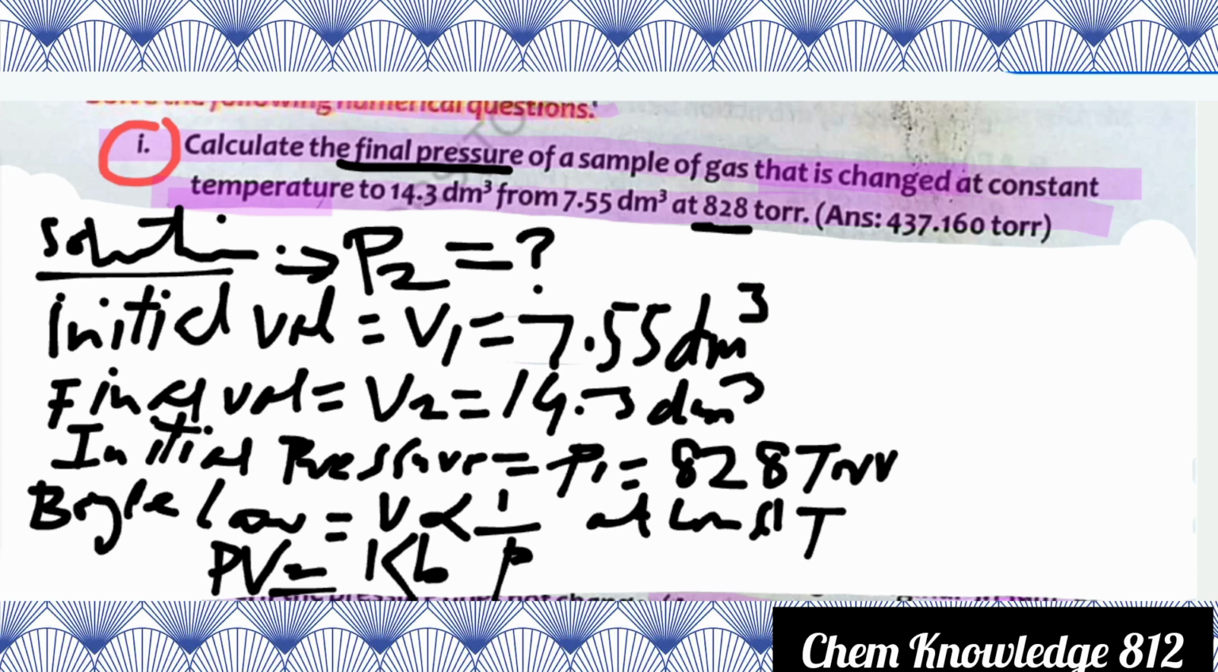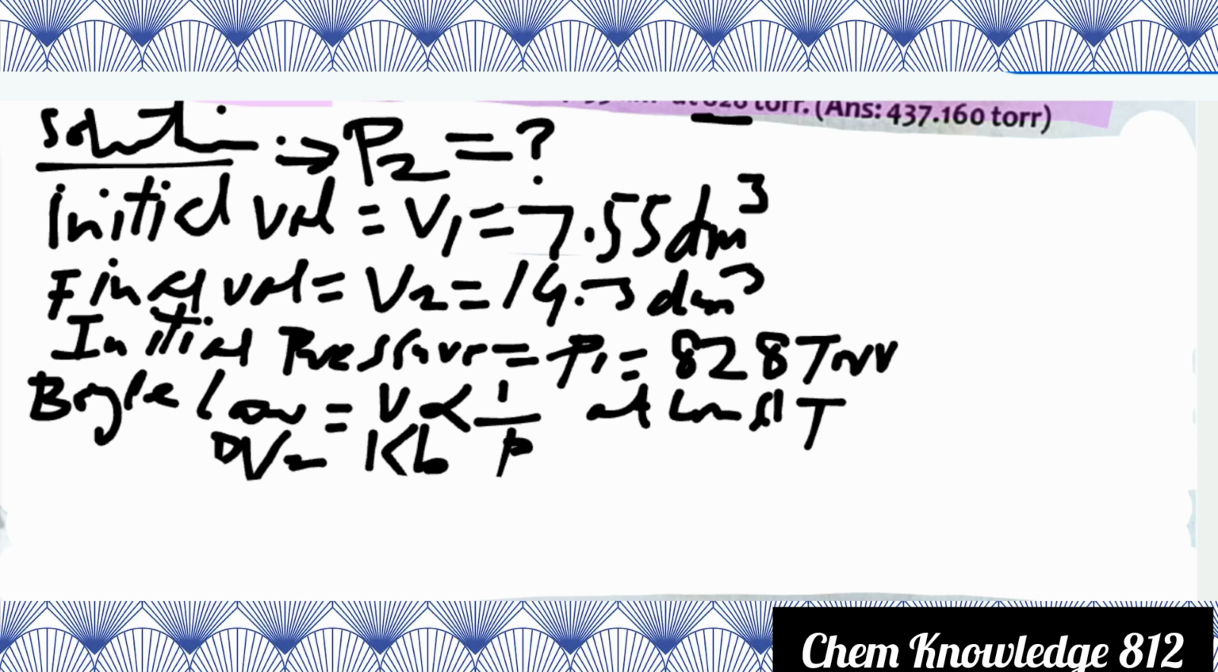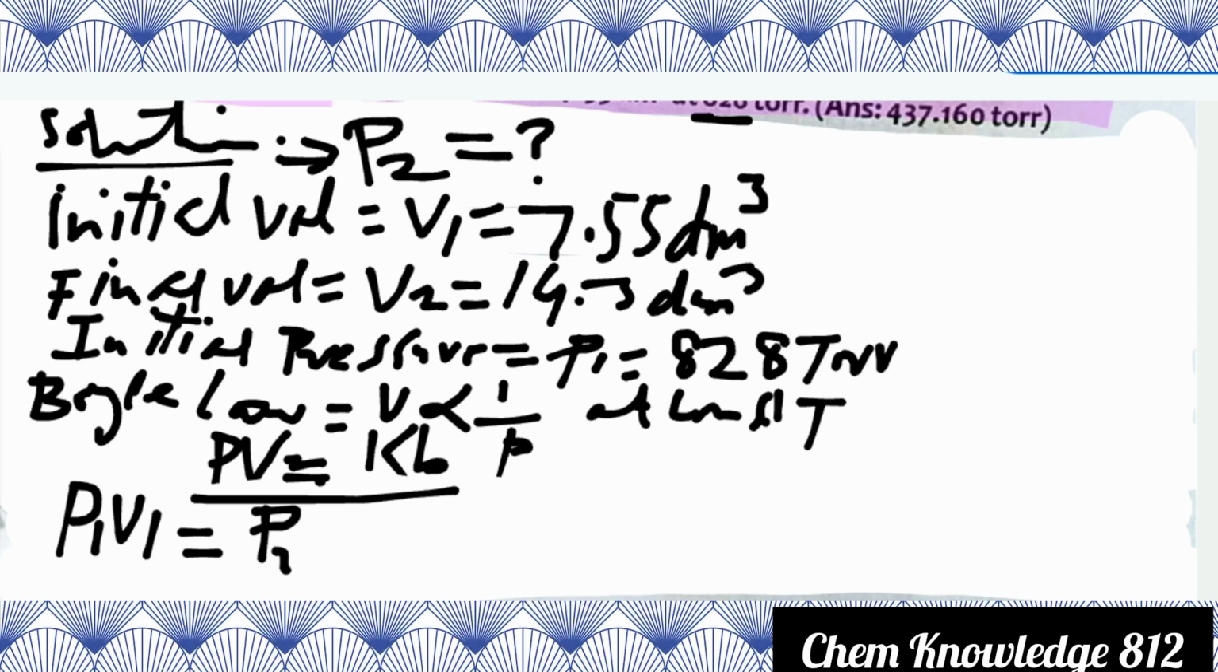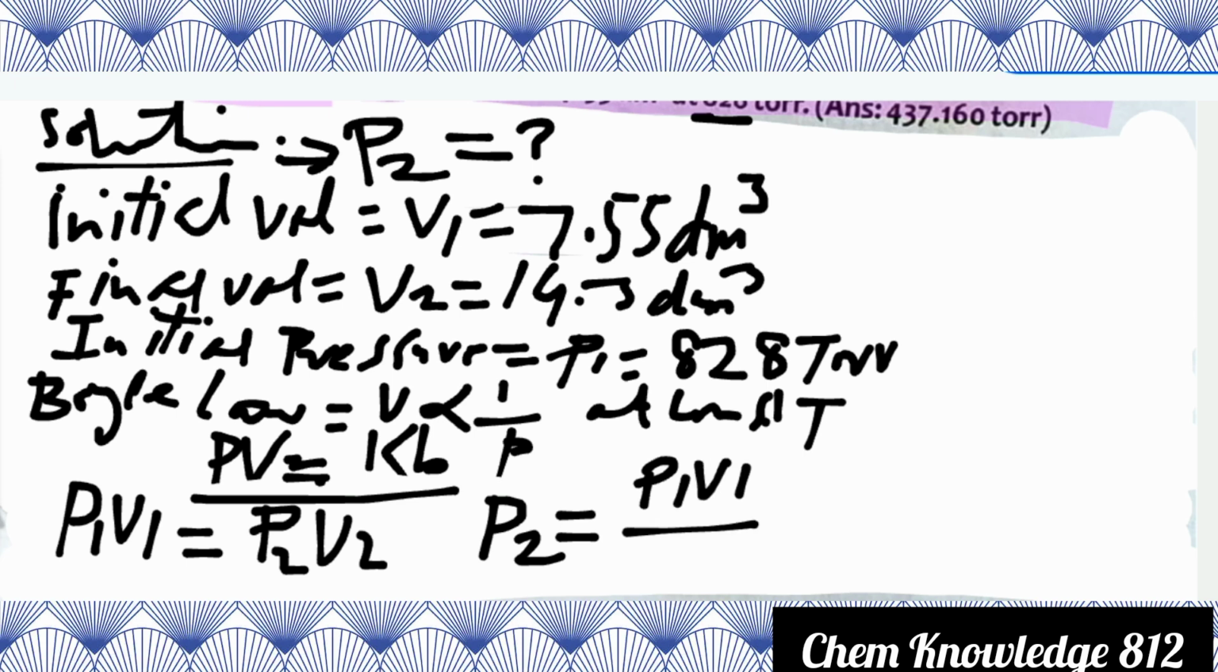So for two gases, you can write P1 V1 is equal to P2 V2, and we need to determine this P2. So we can write it this way: P2, which we are going to determine, will be equal to P1 V1 divided by V2.